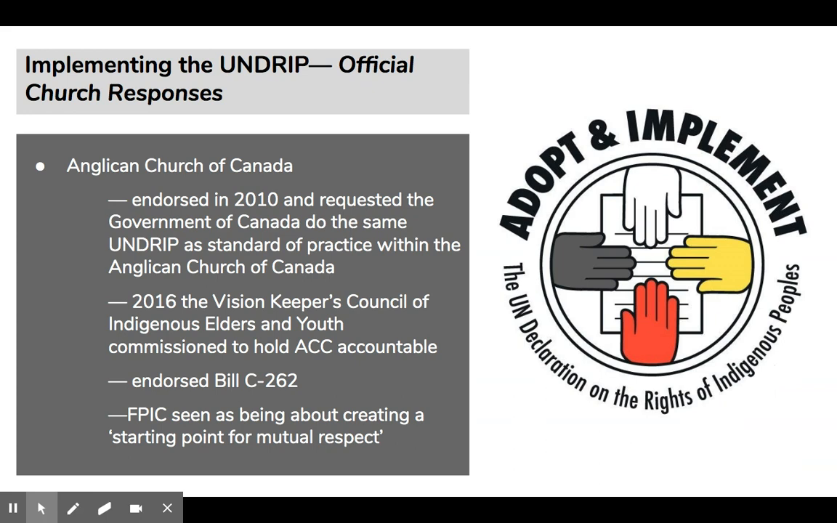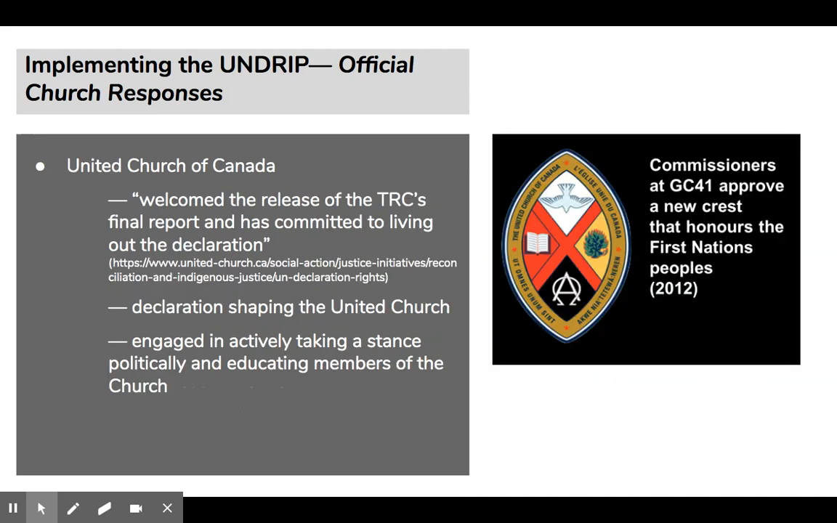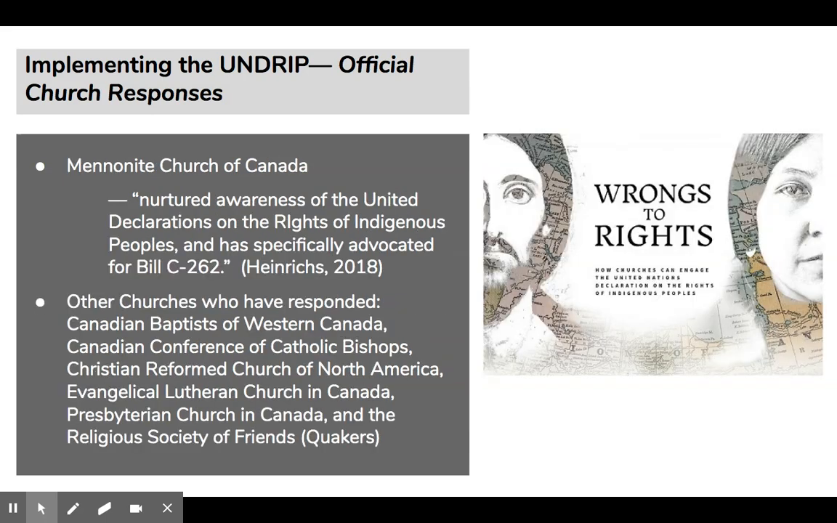There has been widespread support of the UNDRIP by Canadian churches. The Anglican Church sees free, prior, and informed consent as being about creating a starting point for mutual respect. Several churches in Canada, including the United Church, have actively engaged in support of passing Bill C-262 and are actively taking steps to educate their congregants. In general, the focus in Canadian churches has been on creating and supporting awareness in the church and advocating for the passing of UNDRIP into legislation.